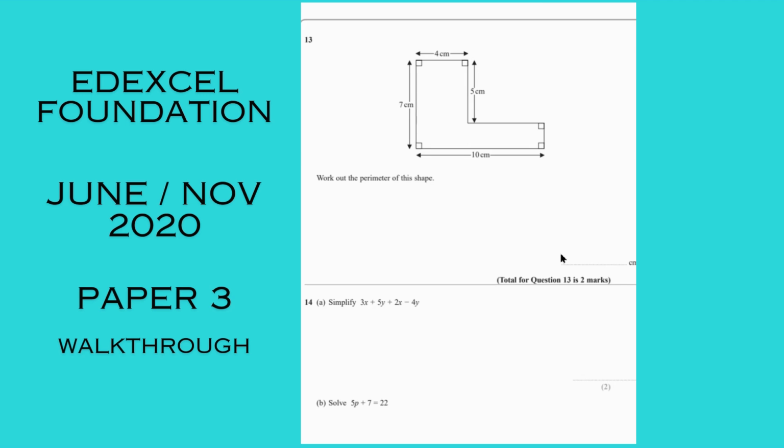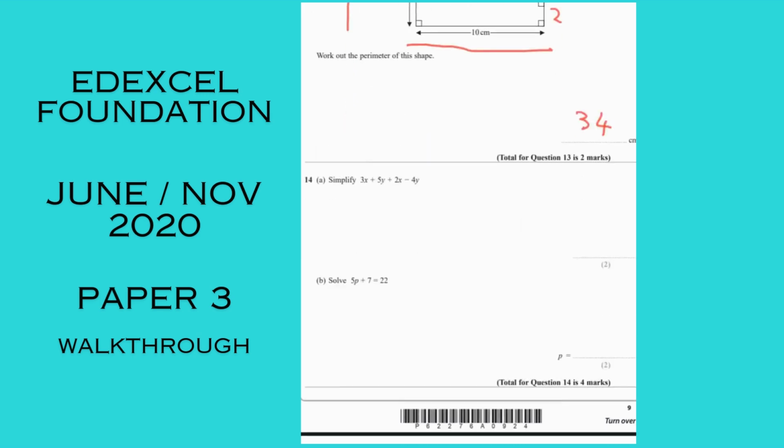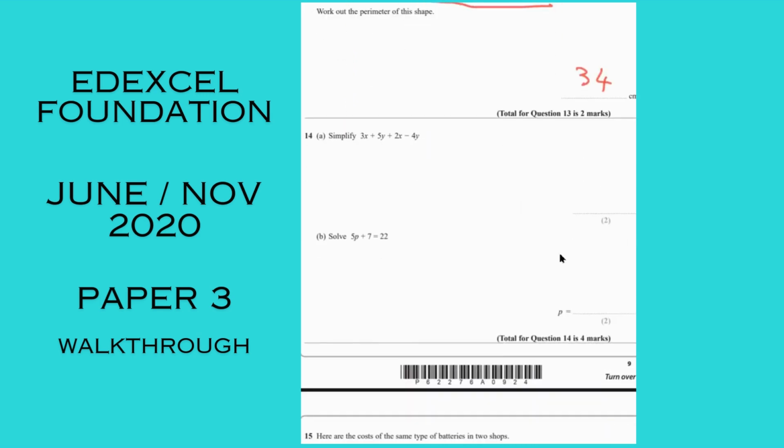Perimeter means add up all the lengths around, but you don't have them all. So don't forget we've got 7. Take away this 5, so that's 2. And we've got 10. Take away 4 gives us 6. So pick a point and work your way around. 4 plus 5 plus 6 plus 2 plus 10 plus 7 should make 34. If you don't get that, get double checking.